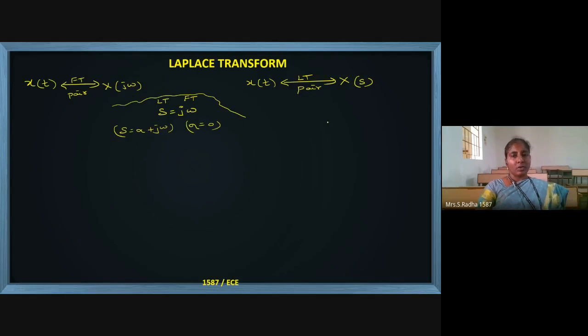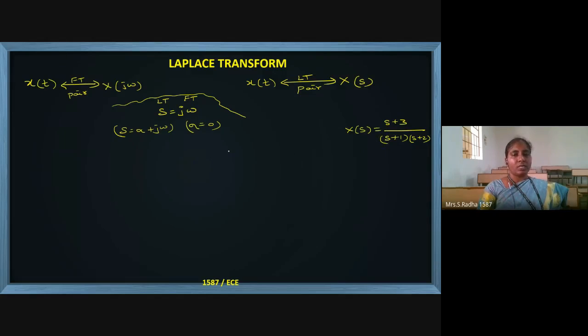And we already know the pole zero diagram can be drawn using x of s. For example, if x of s equals s plus 3 divided by s plus 1 into s plus 2, the numerator equated to 0 gives the zeros, and the denominator equated to 0 gives the poles. If you draw the pole zero diagram, you can also determine the stability of a system. x of s represents system behavior, and whether that system is stable or not, we can analyze by drawing the pole zero diagram.